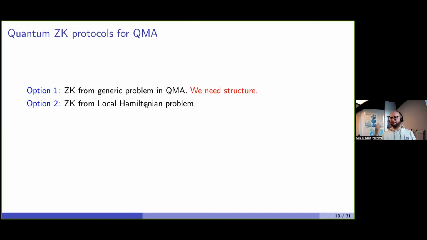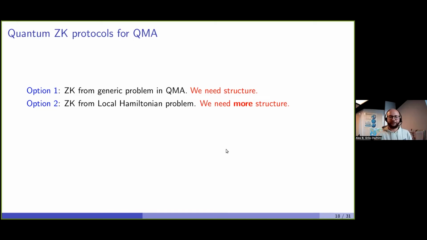So we can pick the most important QMA-complete problem, the local Hamiltonian problem, and ask ourselves whether we can do zero knowledge for it. We don't know how, because we need a bit more structure. The local Hamiltonian problem does not give us much structure to build zero-knowledge protocols. Notice that when we say that we have zero-knowledge protocols for all of NP, it is because all problems in NP reduce to three-coloring, and we have a protocol for three-coloring. It's not that we know how to do zero-knowledge protocols natively for any problem in NP.